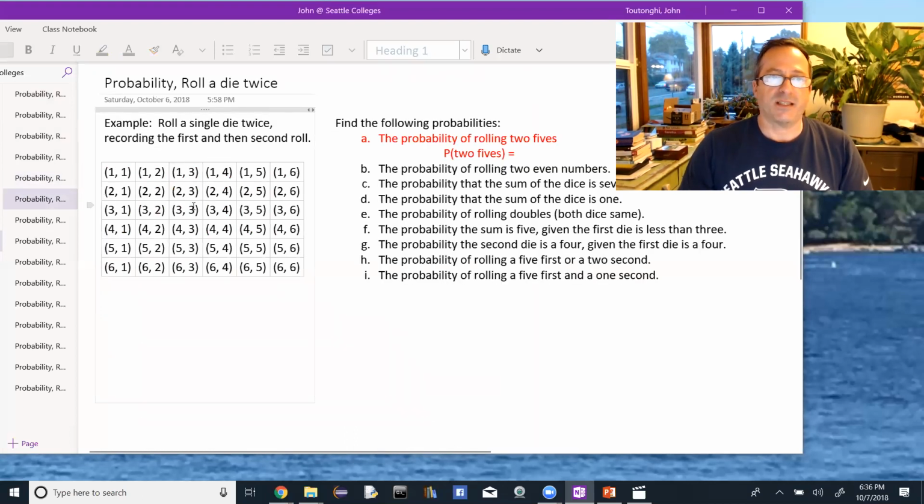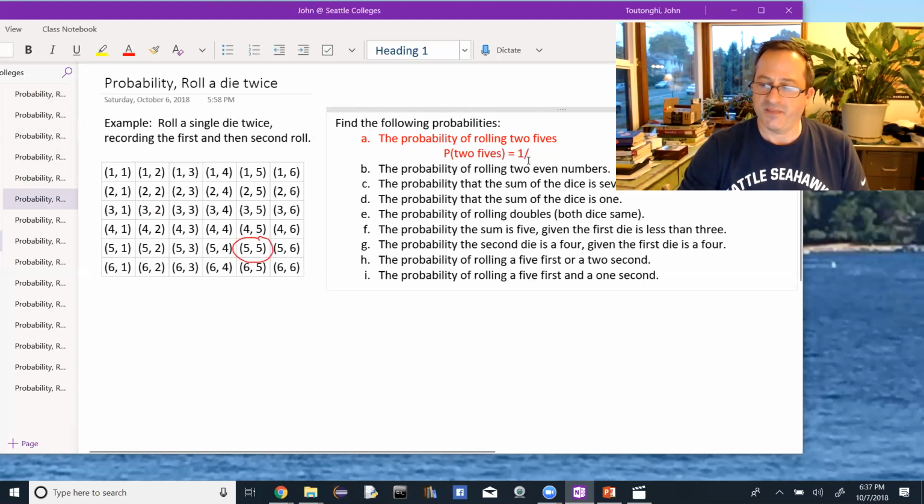Okay, so the first one says, find the following probabilities. The probability of rolling 2 5s. So the notation would be the probability of 2 5s. I use sort of functional notation. We say with this capital P, the probability, and the probability of what? Probability I'm going to roll 2 5s. So I can look over in the table and figure out where we have 2 5s. Well, that's just right in here. And there's only one chance of getting 2 5s. So that's 1 out of the total number of chances, 36.